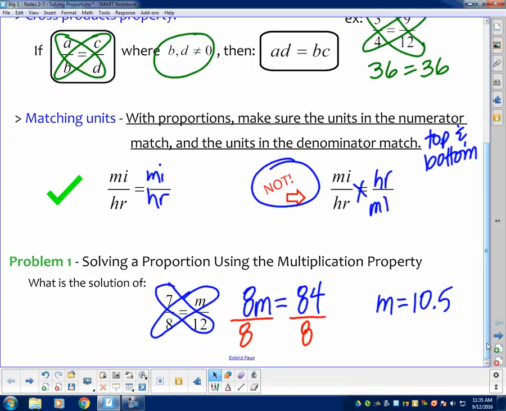And then do you write if they're not equal? No, this will always work out. Questions so far? No. Okay.